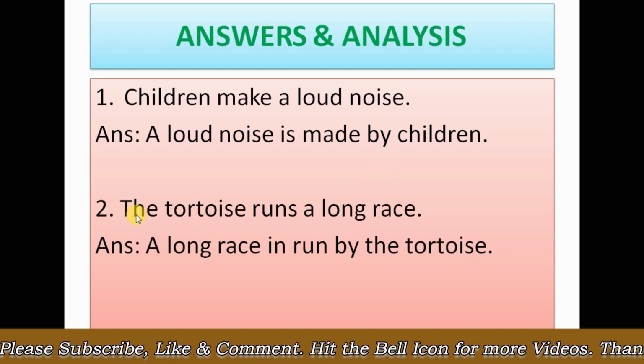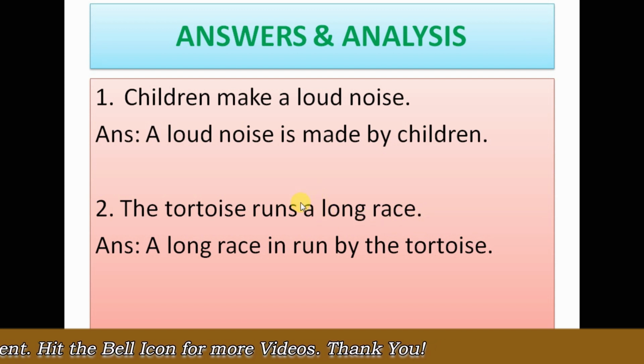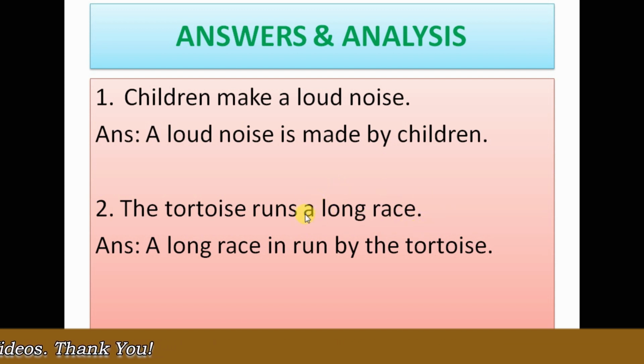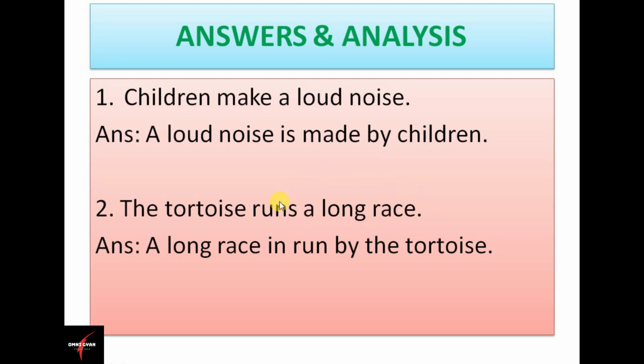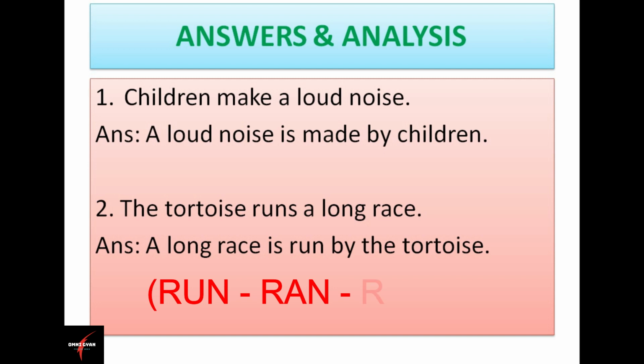Let us go to number 2 now. The tortoise runs a long race. So a long race is the object. We take the determiner also, along with the article. A long race is singular, that is why we put is. Now the third form of the verb runs is run. Run is the first form, ran is the second form, and run is again the third form. So a long race is run, then we put by, and then the subject is the tortoise. So a long race is run by the tortoise.